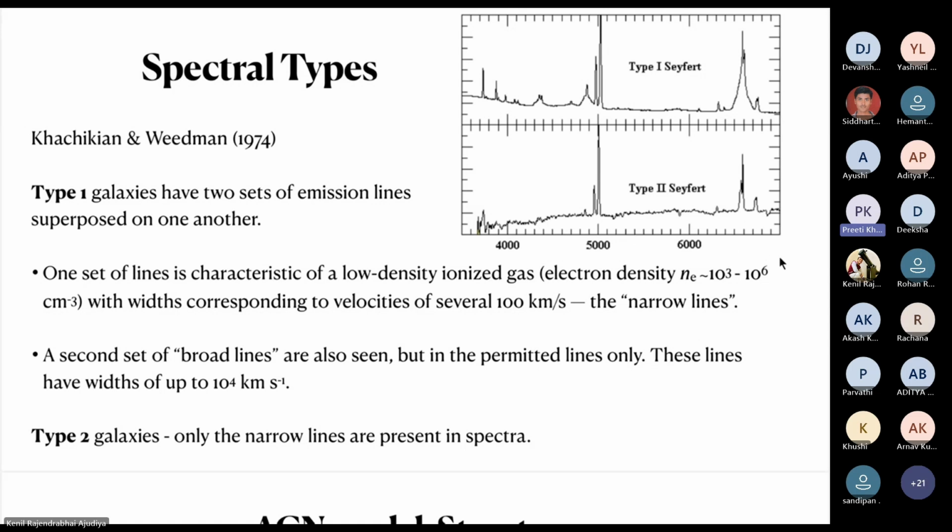Now, narrow and broad basically just mean their velocity widths or Doppler widths. On the top, the broad lines can be a few thousands of kilometers per second, and the narrow lines are typically a few hundreds of kilometers per second in velocity widths. Okay, next slide.